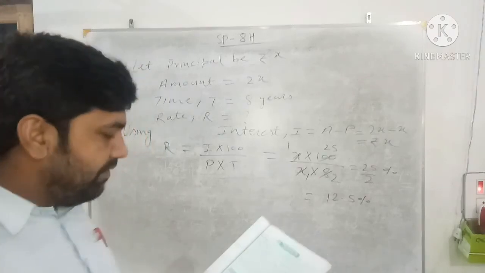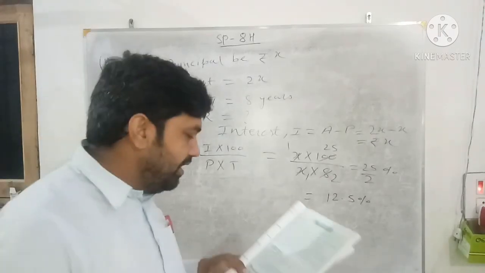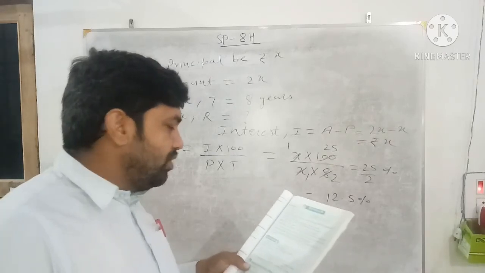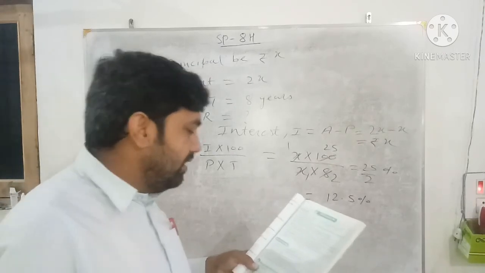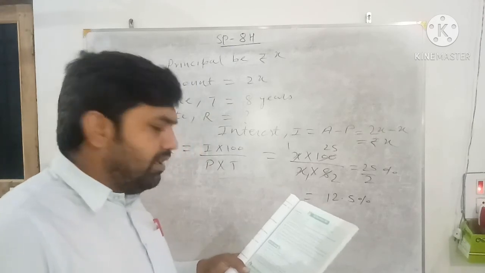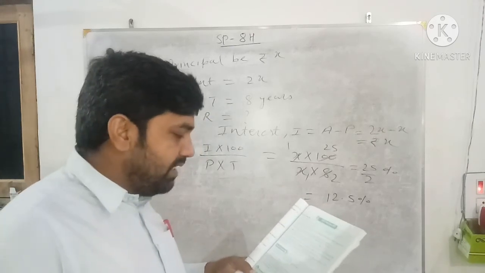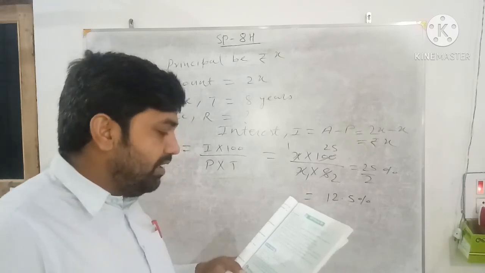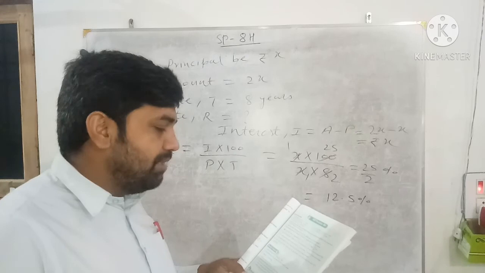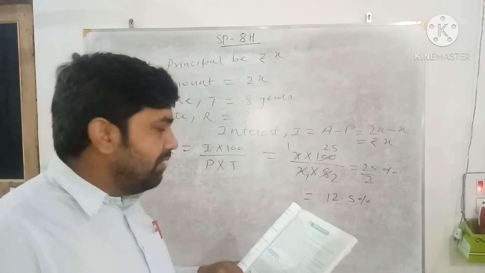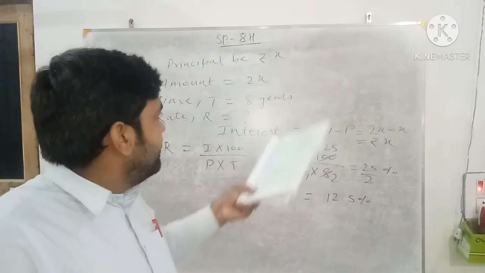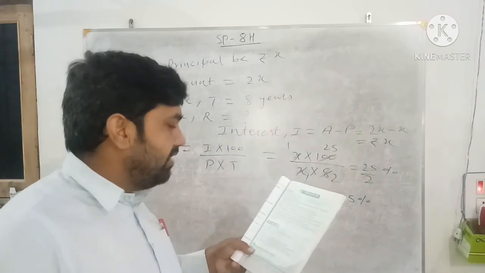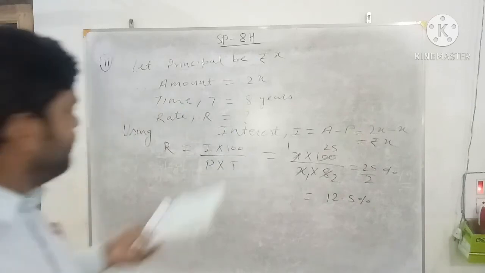Now see question number 12. In how many years will the simple interest on a sum of money be equal to the principal at the rate of 16 2 by 3% per annum? Here you have to find the time, and you can suppose the principal to be rupees x. So in how many years will the simple interest on the sum be equal to the principal? Simple interest equal to the principal means the money doubles in what time period, at the rate of 16 2 by 3%. The same question is there.